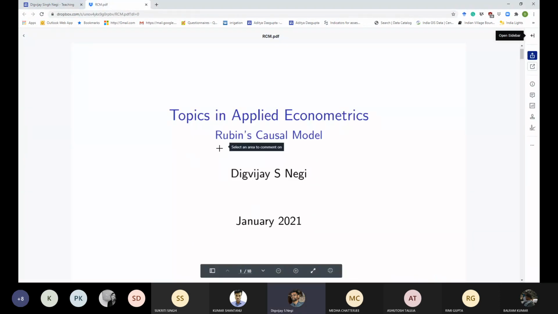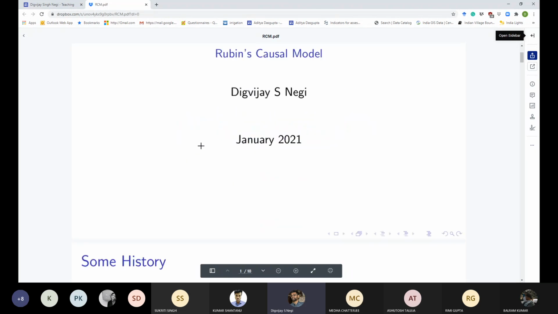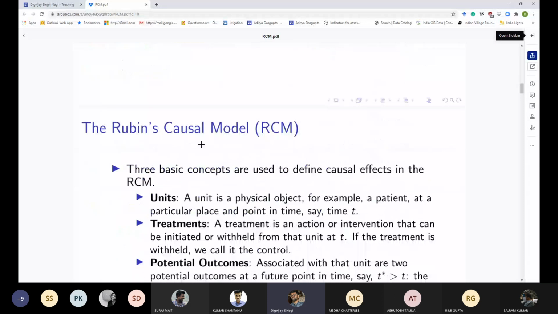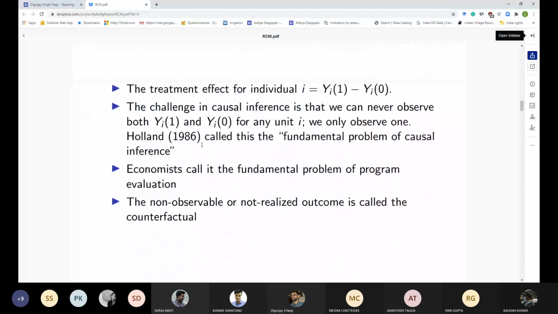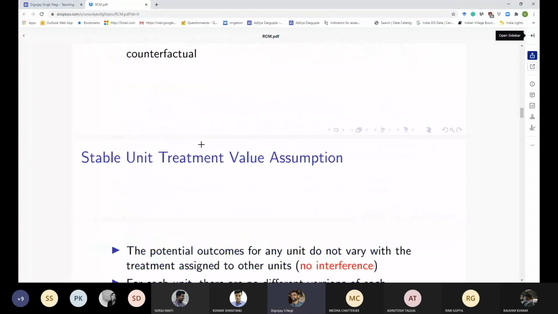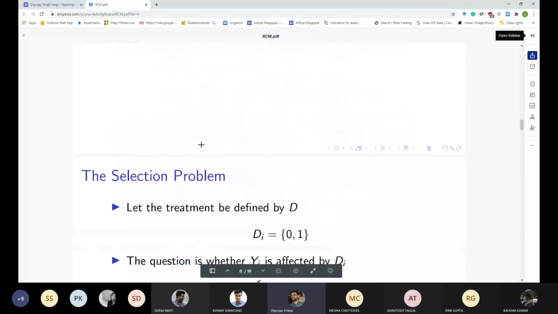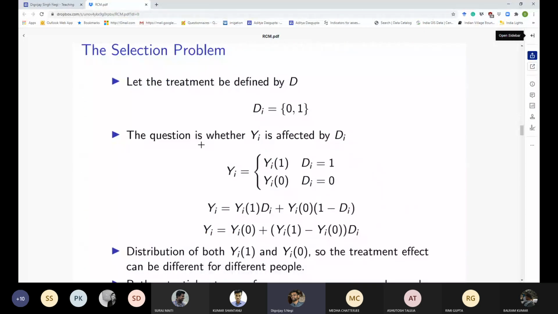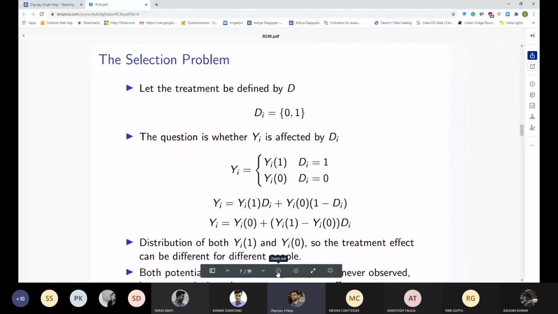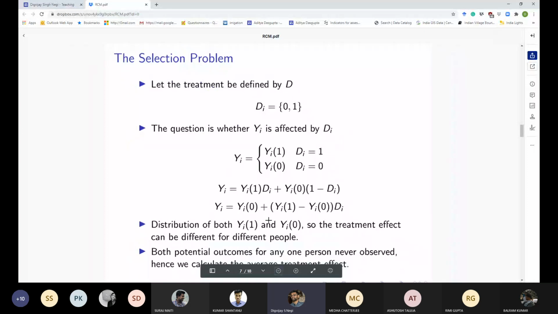Okay, so last class we were talking about Rubin's causal model, right? The Rubin's causal model basically talks about these potential outcomes. I'll just go through the structure again so that we recall what we did in the last class, and then I'll talk about where we stopped. So last time we were talking about selection bias. But before I go to selection bias, let's go through this again.